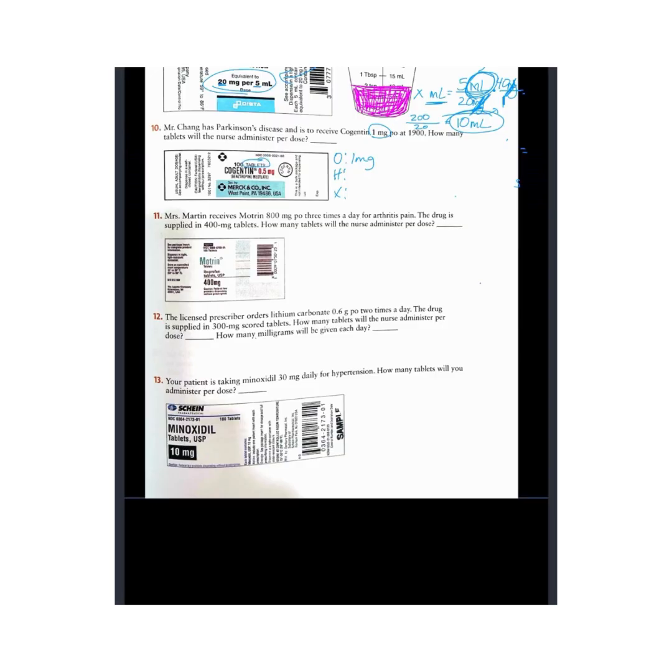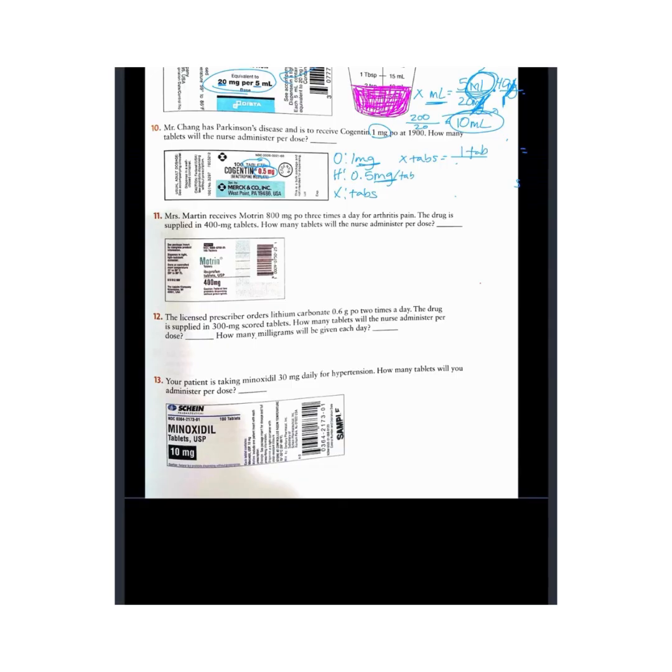I have tablets, 0.5 milligrams. My units of measure match. I need to end up with tablets or tabs. So X tabs equals, what this is per tab.